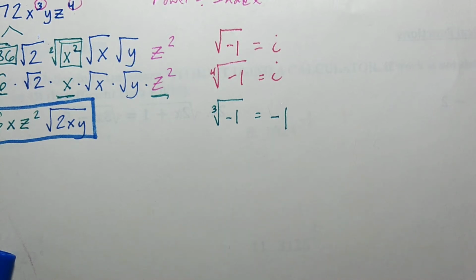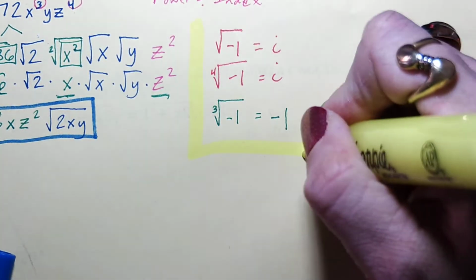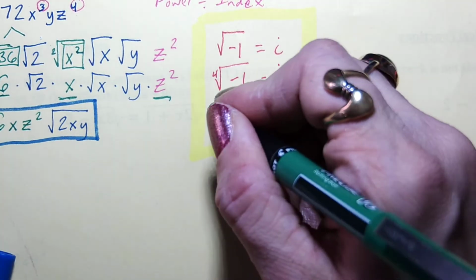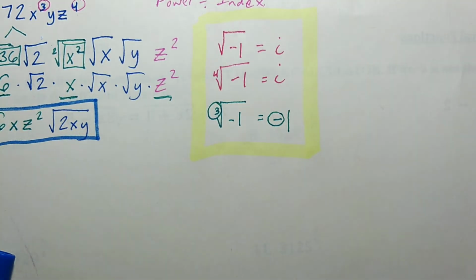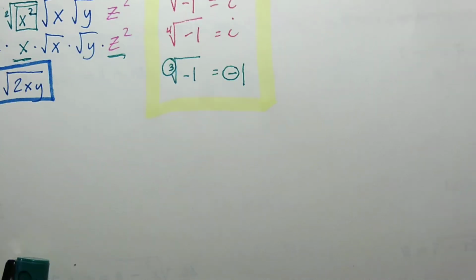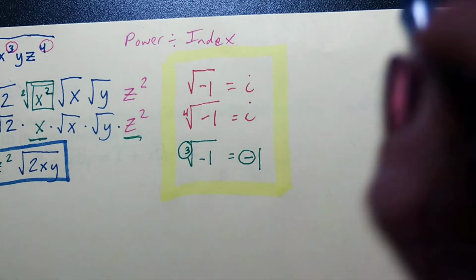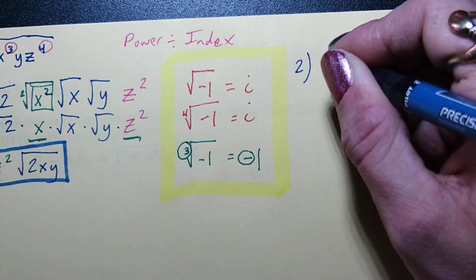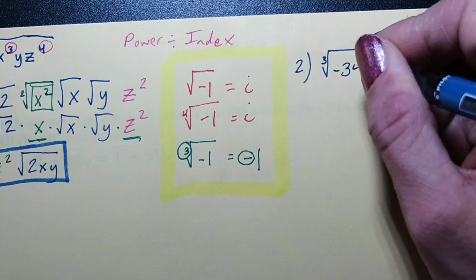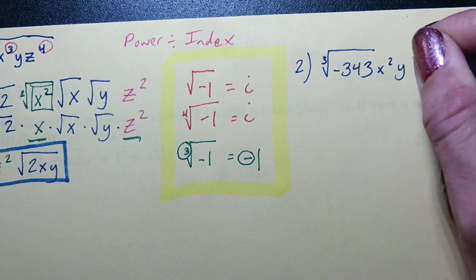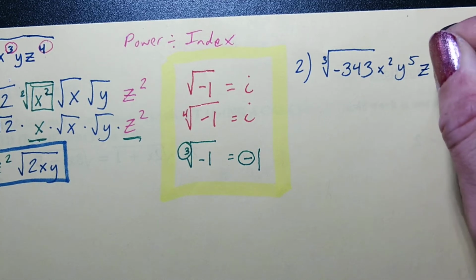So I would put an important box around this. And the big idea is that with odd index radicals like 3, the negatives come directly out, whereas with even index radicals like 2 and 4, the negative would come out as an i. So we're going to go ahead and work through this next problem, which is the cube root of -343 x squared y to the 5th z squared.